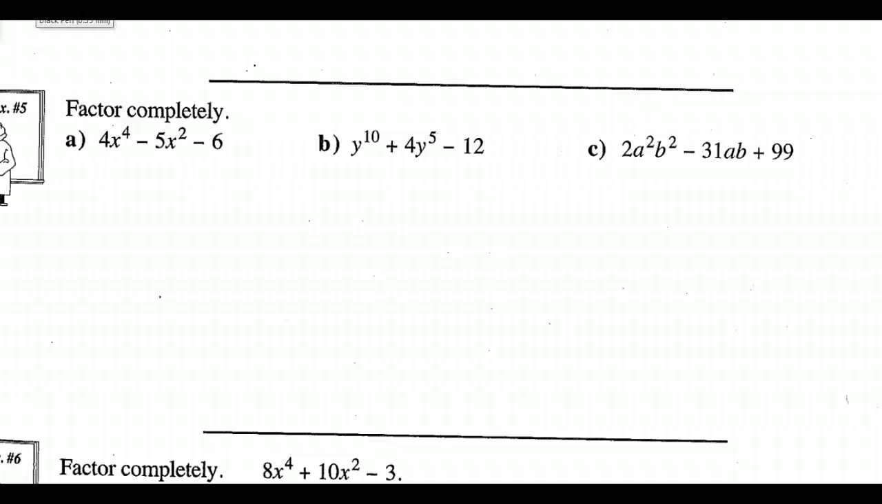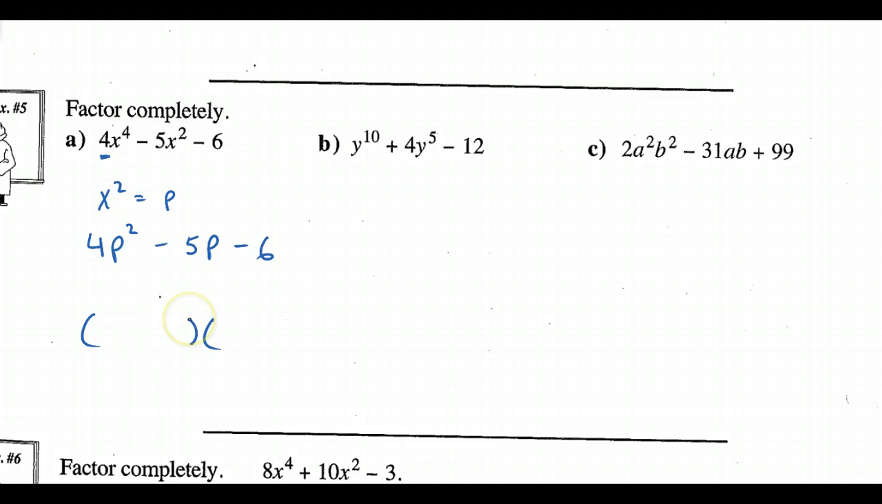Example number 5 is no different, except now we have that leading coefficient. So we have to use the smiley face. So again, I'm going to kind of jump right into this. First, I'm going to let x squared equal p. And then I'm going to rewrite this as 4p squared minus 5p minus 6. And now I'm going to go ahead and do my smiley face.